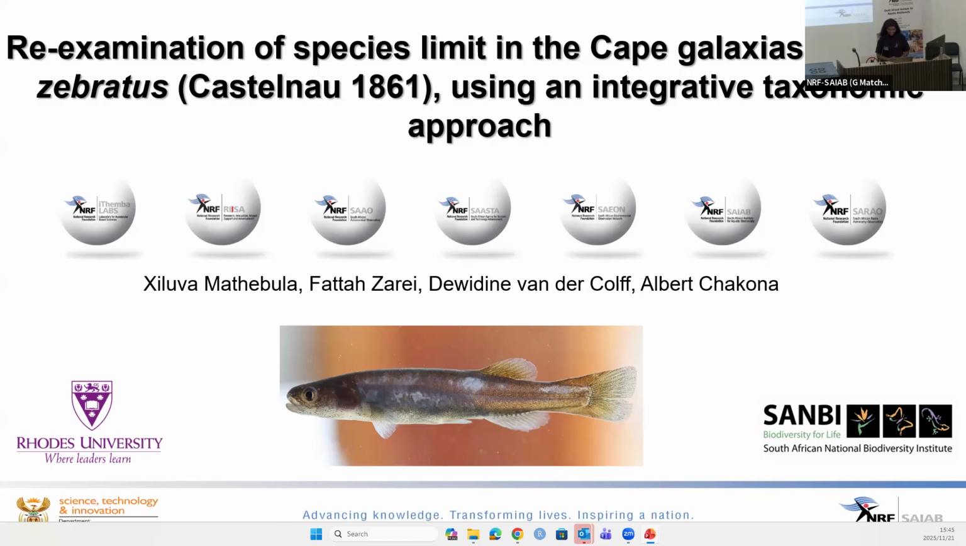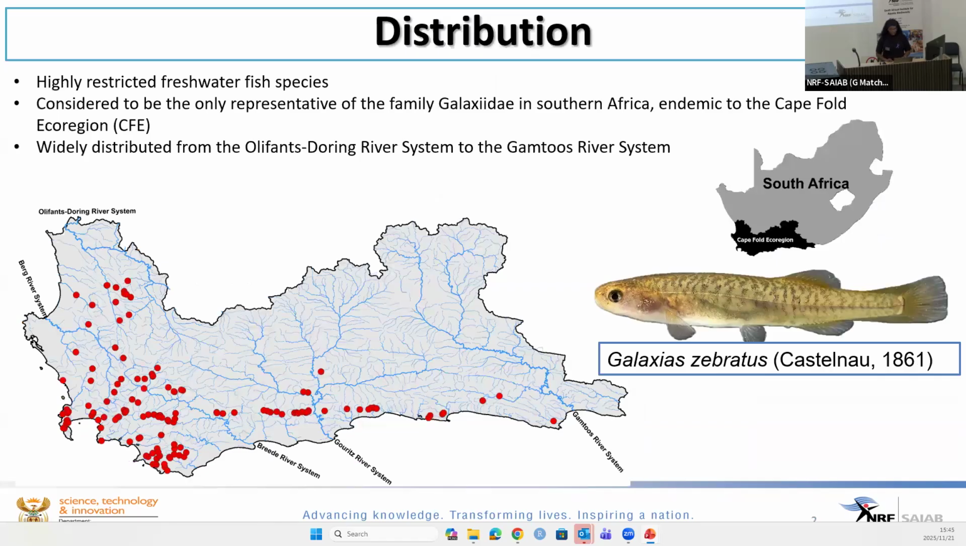Hello, everyone. So as Lucanio has introduced me, I'll be presenting on the Cape Galaxias, where we're using an integrative taxonomic approach to delineate the different species. So the Cape Galaxias is a freshwater fish that is endemic to the Cape Fold ecoregion. This species has been considered to be the only representative of the family Galaxiidae in Southern Africa, and it has been thought to be widely distributed all the way from the Olifantsdorring to the Gamtoos River system in the Eastern Cape.